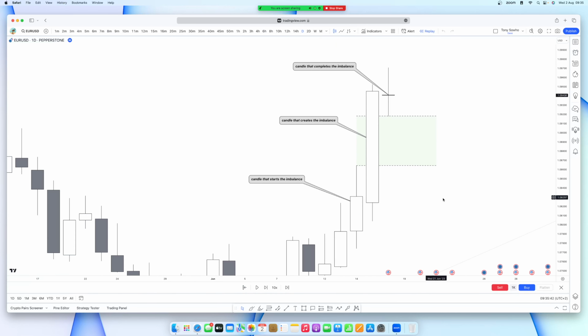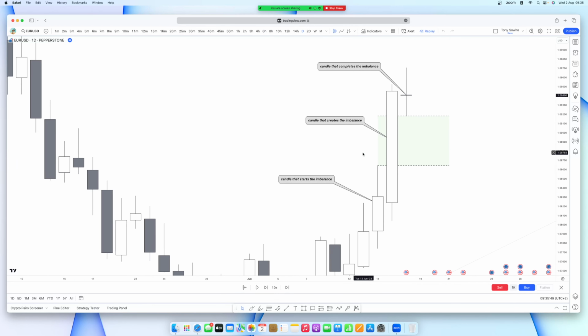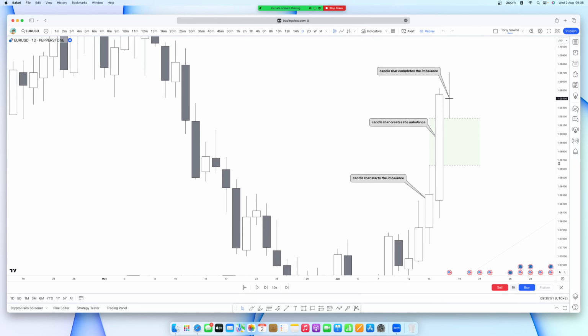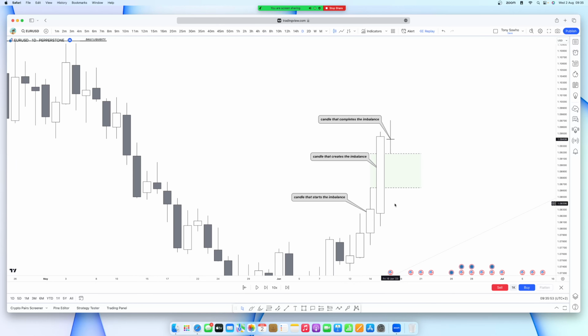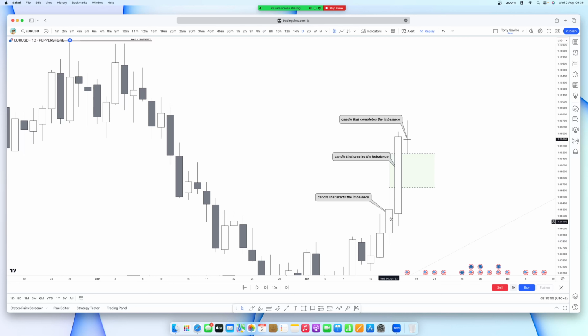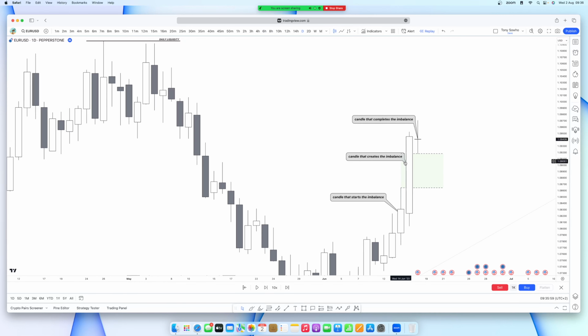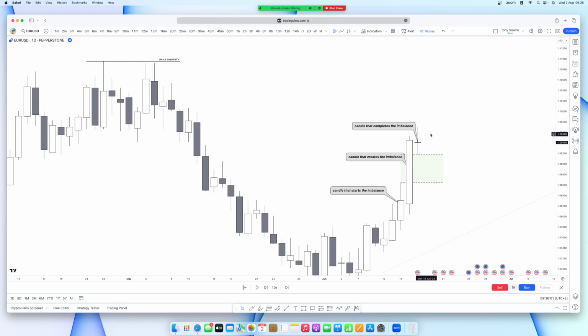Exactly. You can see this is the imbalance, right? There is no candle to the left and there is no candle to the right. Now, this is a bullish market. Now, you can see how price is buying to the upside. Price created an imbalance. Structure is going to the upside.